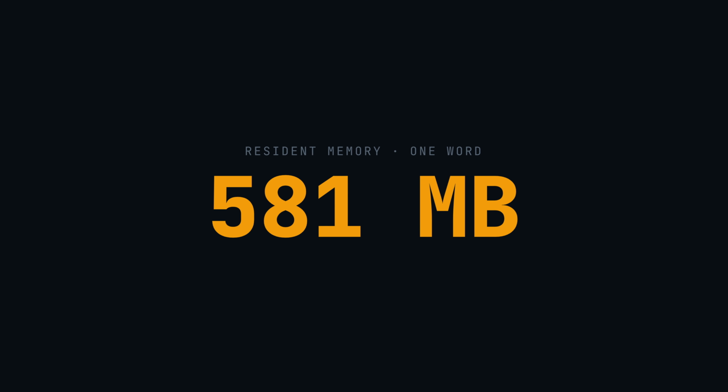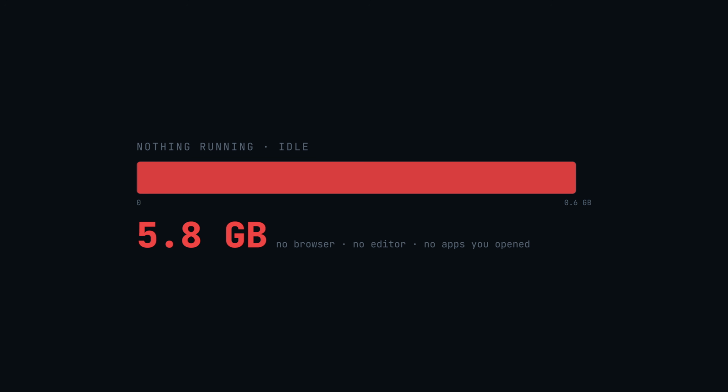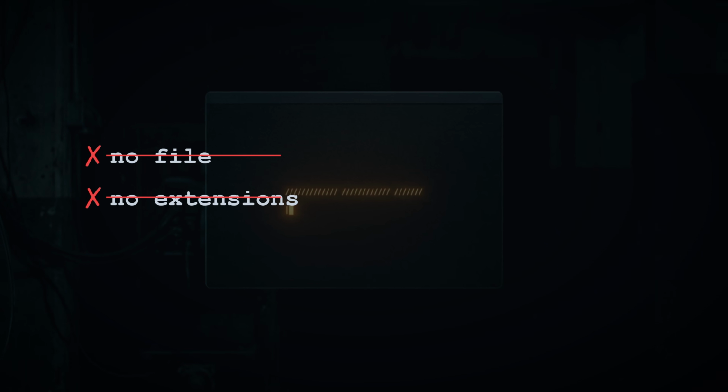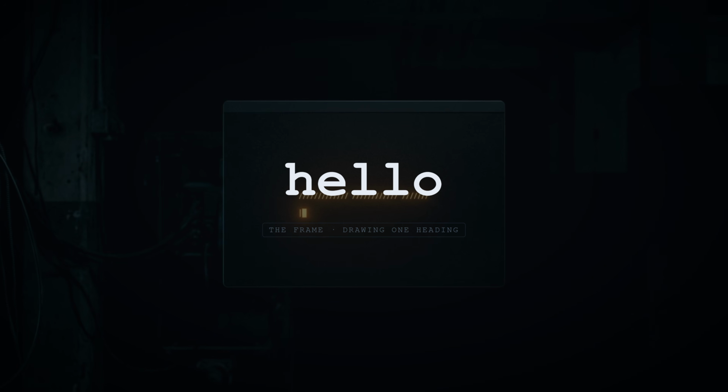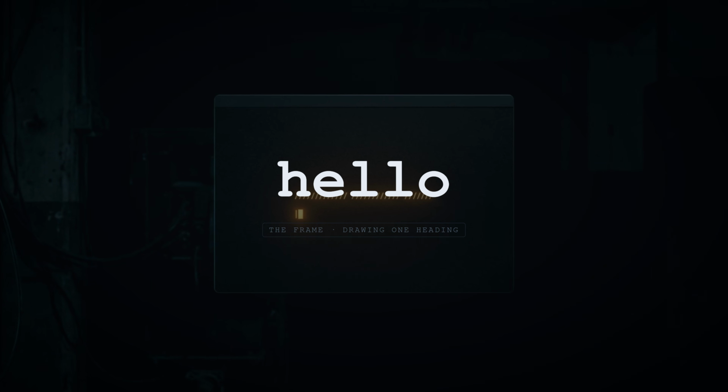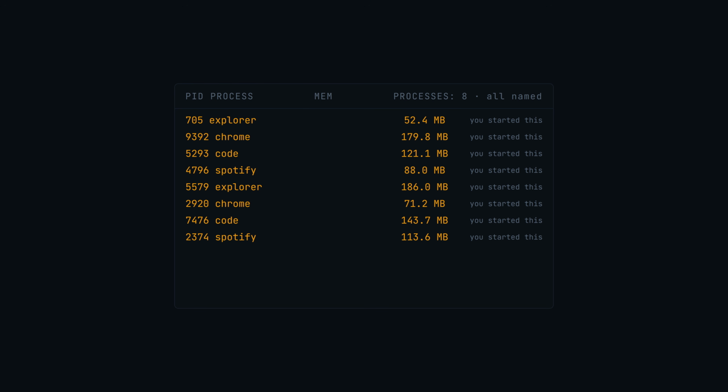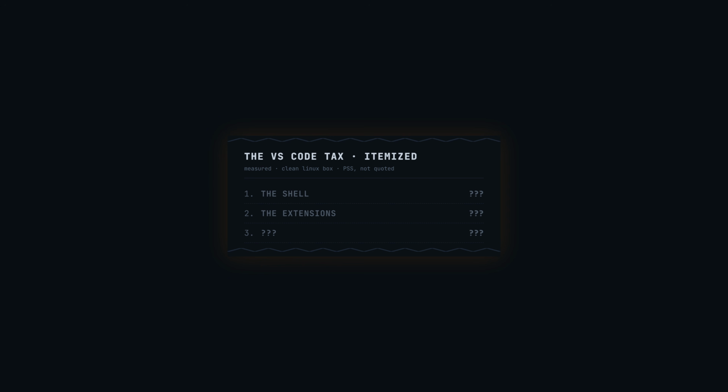581 megabytes. That's what my machine paid to render one word, hello, in an empty Electron window. No file open, no extensions, no editor even. Just the frame VS Code is built on, drawing a single heading. 6 processes, over half a gigabyte of resident memory. Today I'm itemizing the full invoice behind the most popular editor on Earth, the shell, the extensions, and the brains.